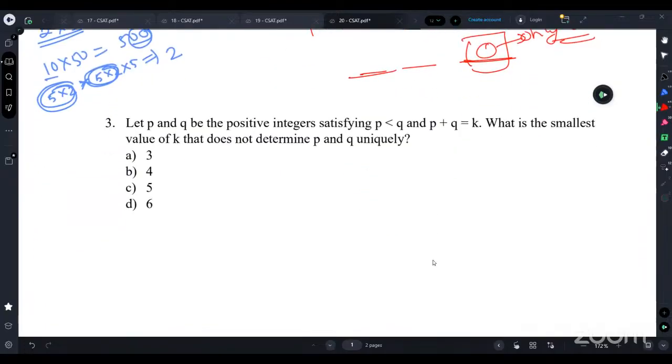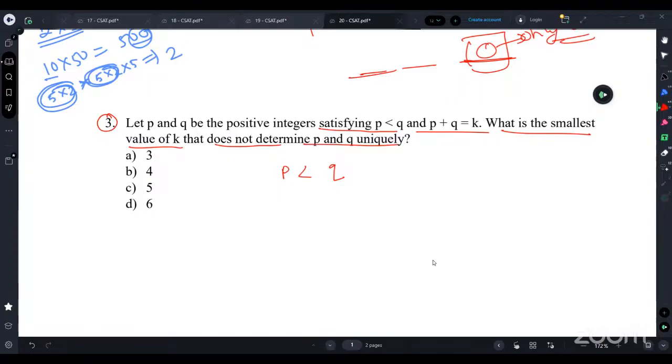See this third question, guys. This is one of your PYQs from last year. Let P and Q be positive integers satisfying P is less than Q. P ka value should be less than Q definitely. And P plus Q is K. What is the smallest value of K that does not determine P and Q uniquely?